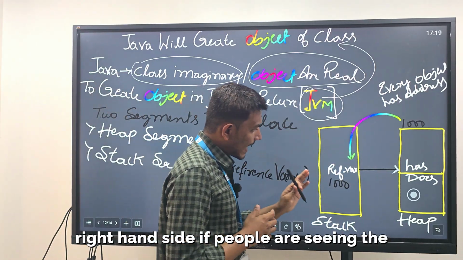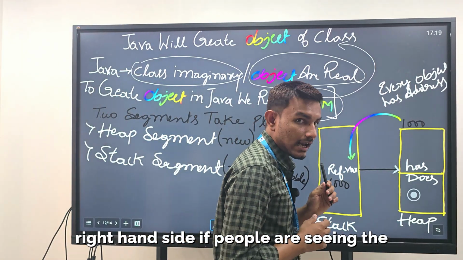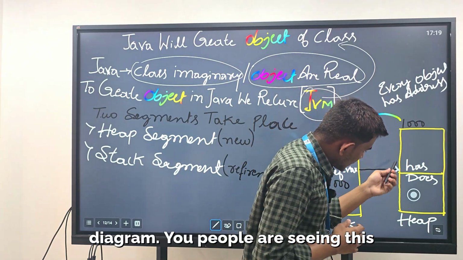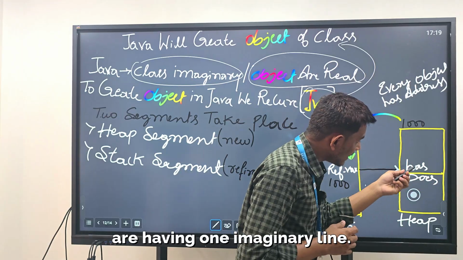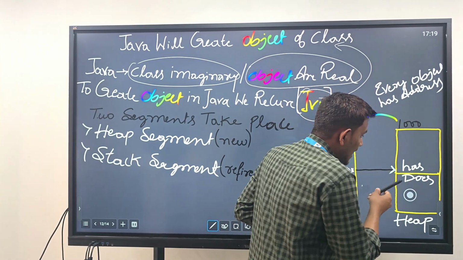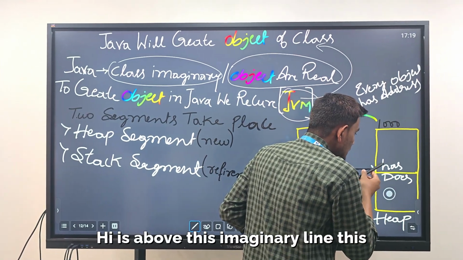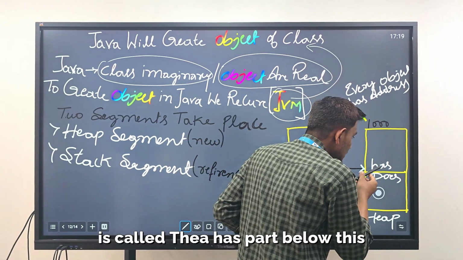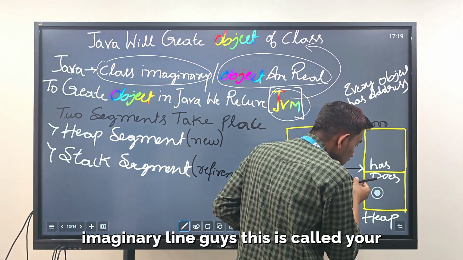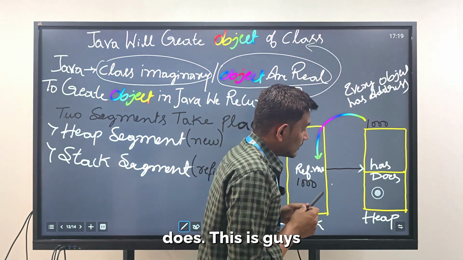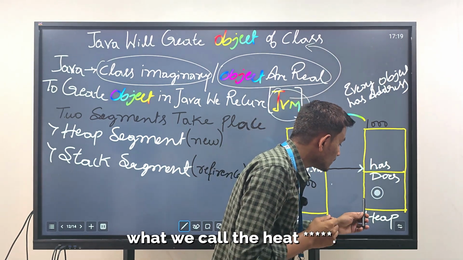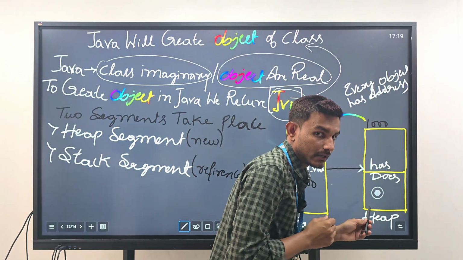Guys, on my right-hand side, if you are seeing the diagram, you are seeing one rectangle shape, between which there is one imaginary line. Above this imaginary line, this is called the has part. Below this imaginary line, guys, this is called the does part. This is what we call the heap segment.